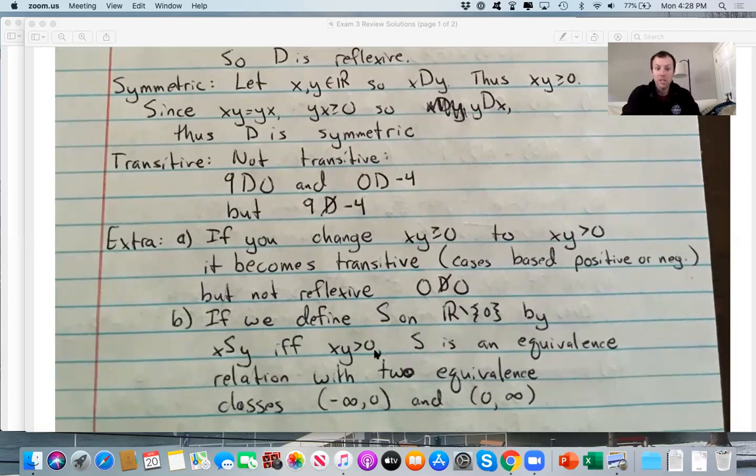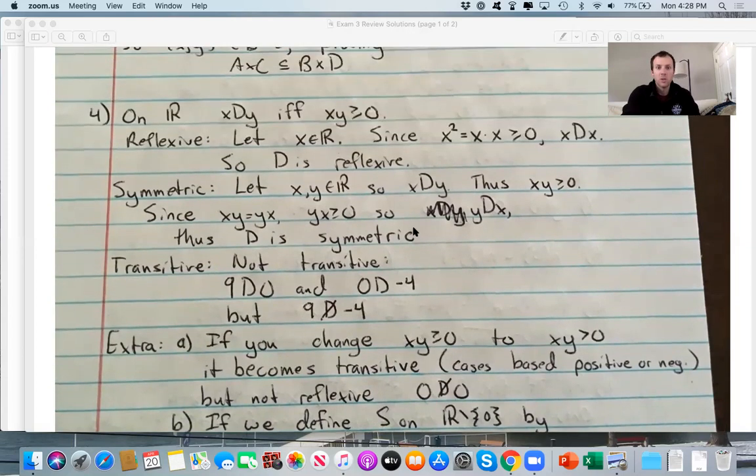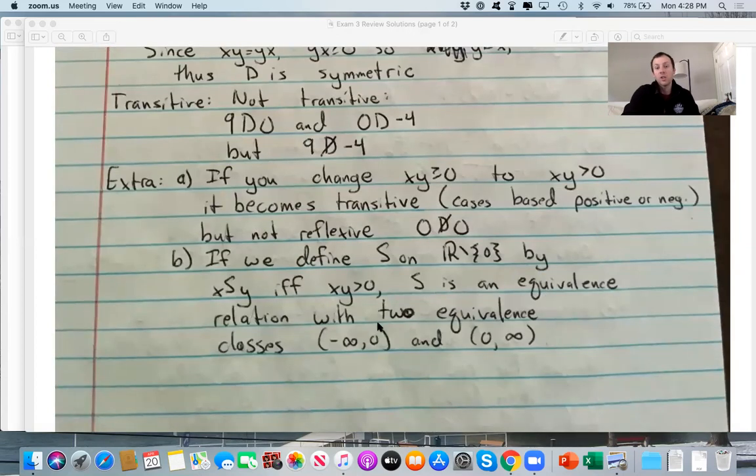It's an equivalence relation. So reflexive is proved like this. Symmetric is proved like this. Transitive is like we had written there. And it turns out there are two equivalence classes, the positive numbers and the negative numbers. So if you want to test yourself a little bit more, you can try to prove these facts here.